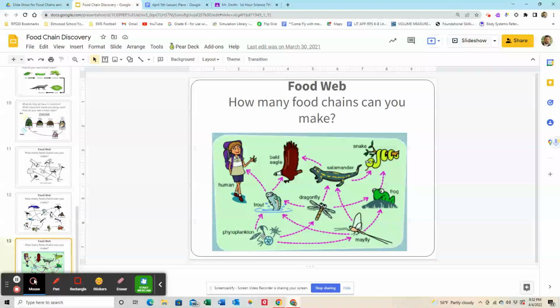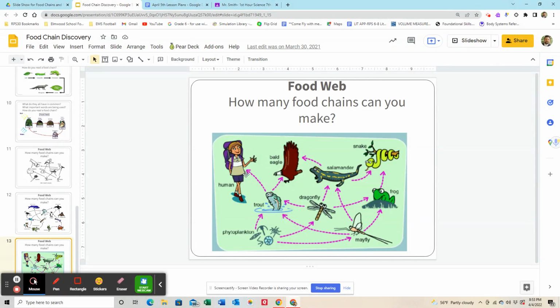That's 5. Phytoplankton, trout, human. 6. Phytoplankton, trout, bald eagle. 7. Phytoplankton, dragonfly, frog, snake. 8. Phytoplankton, dragonfly, salamander, snake. 9. Phytoplankton, dragonfly, salamander, bald eagle. 10. Phytoplankton, dragonfly, trout, bald eagle. 11. Phytoplankton, dragonfly, trout, human.